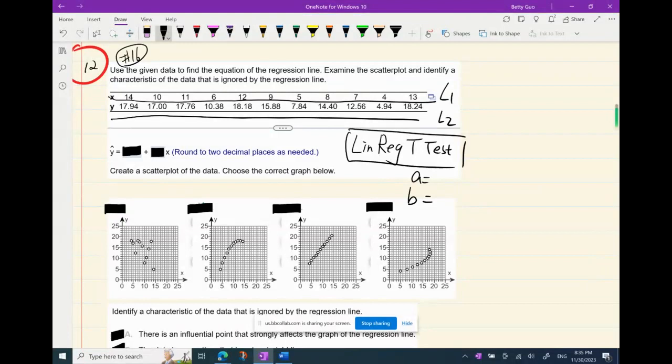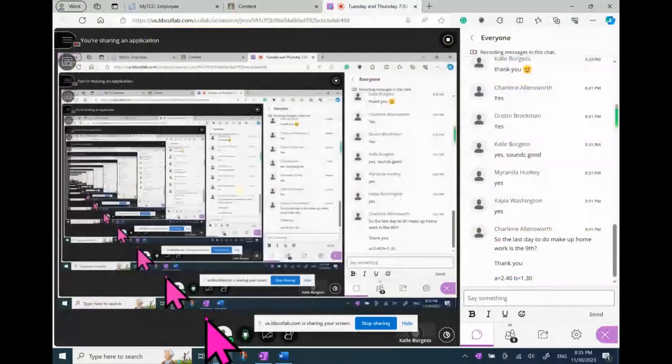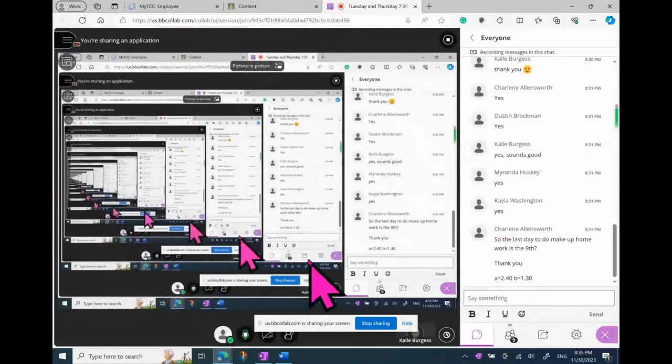All right, time's up. What do you have for your A after rounding? Is A around equal to 2.40? Is your B around equal to 1.3? Yeah, both of them round to 2 decimal places. So this is probably 1.30, right? Awesome. Thank you, Charlene.